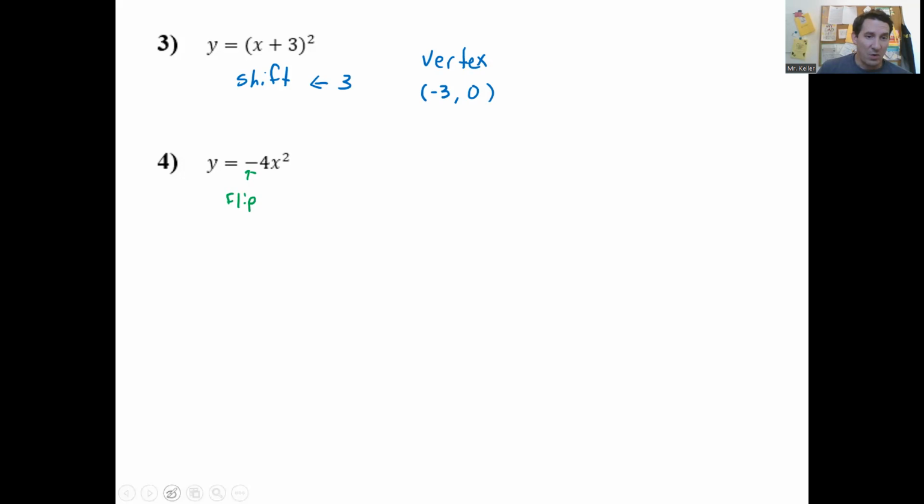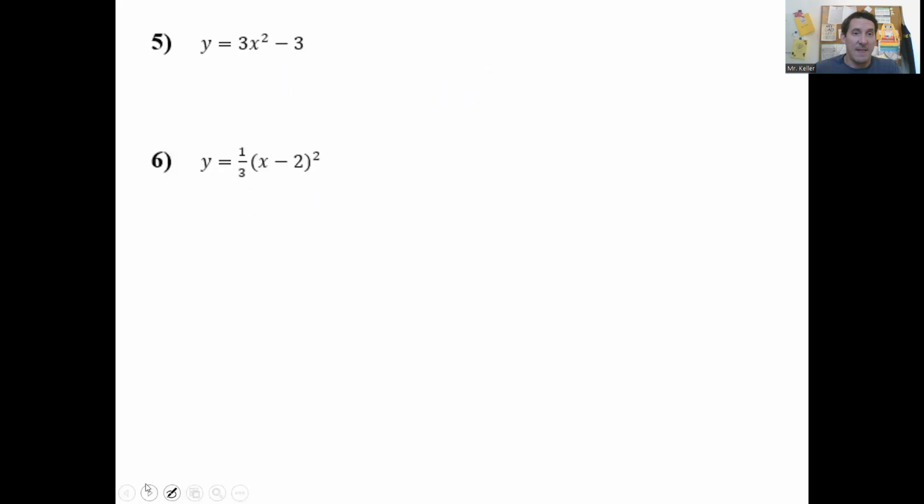And then the 4 in front, what that's going to do is going to stretch it. So there are two transformations happening. So the negative flips it, the 4 stretches it. Again, this is stuff we did early in the year. So you can go back and check out the video about transformation functions if you want a little bit of review on that.